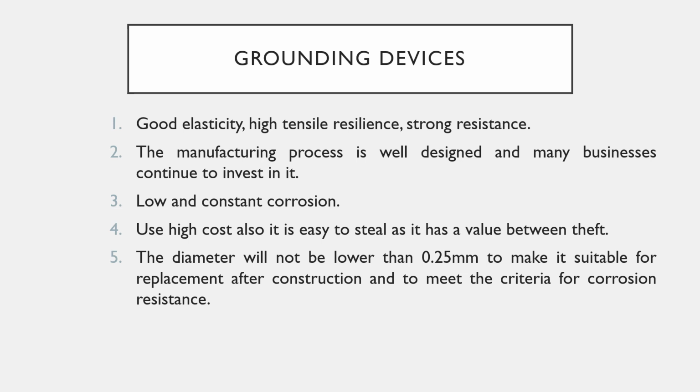There are some limitations that we need to follow to produce a grounding device, which is the diameter will not be lower than 0.25 mm to make it suitable for replacement after construction and to meet the criteria for corrosion resistance.